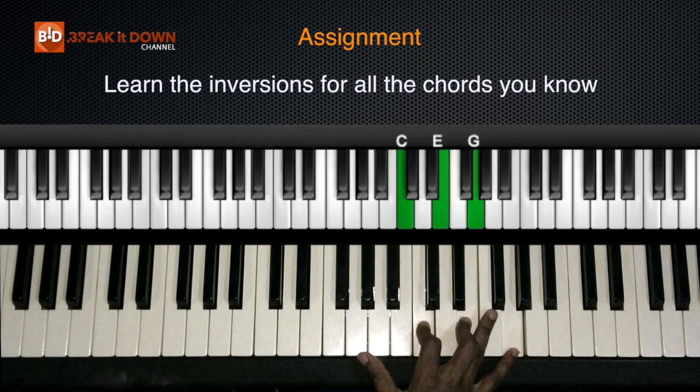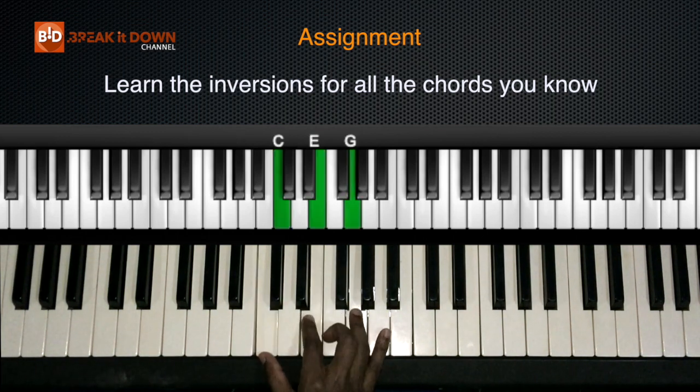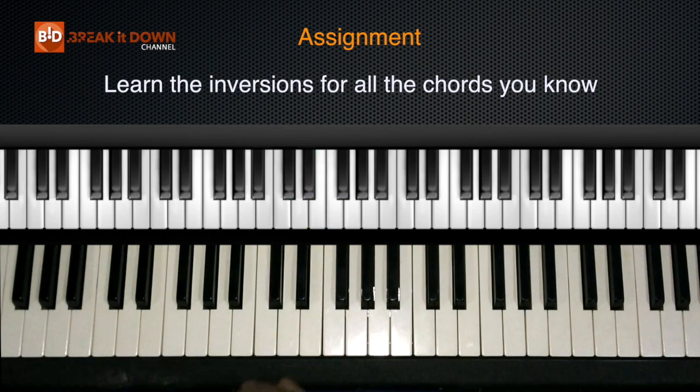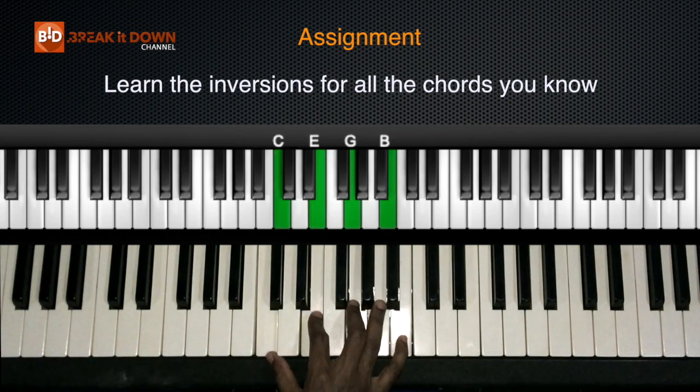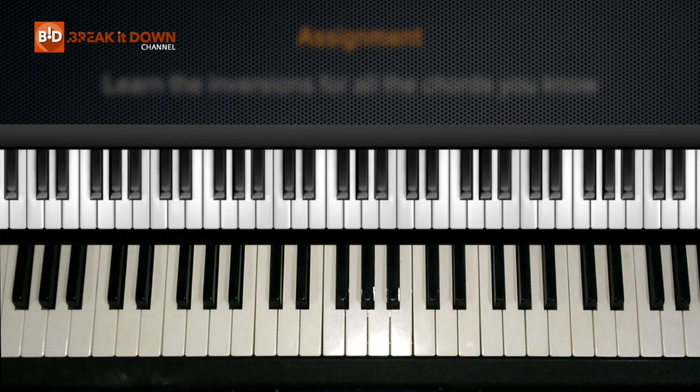Now remember, for any given chord, the number of inversions is one number short of the number of notes in the chord. So for a 3-note chord, you would have 2 inversions. For a 4-note chord, you would have 3 inversions. All right. Stay tuned for the next lesson.